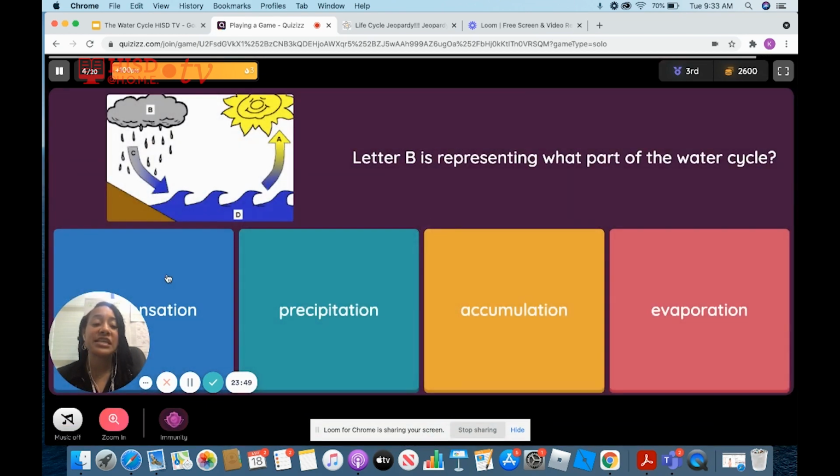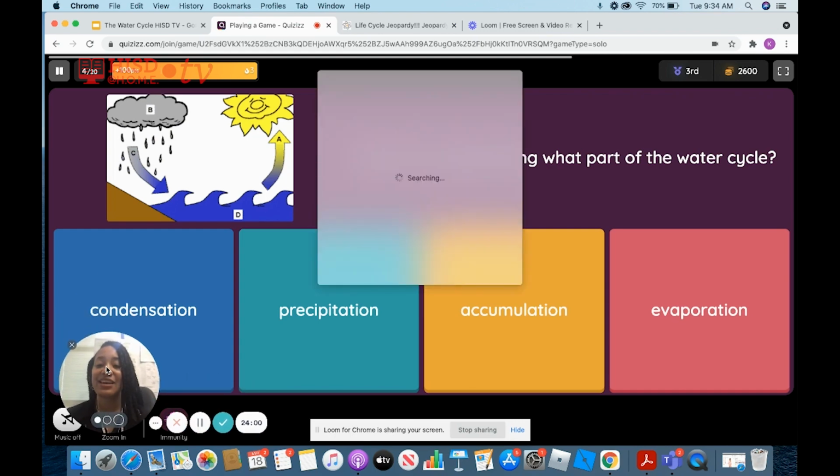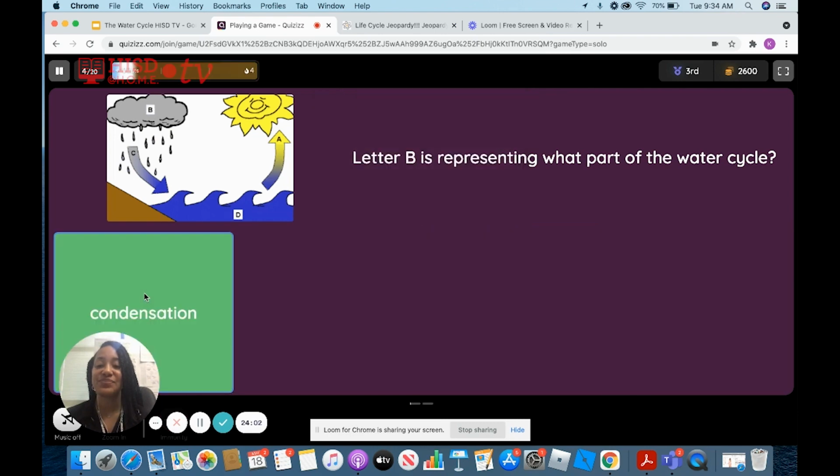Letter B is representing what part of the water cycle? And letter B is right here. So what part of the water cycle is letter B representing? My face is kind of in the way, so that would be condensation.